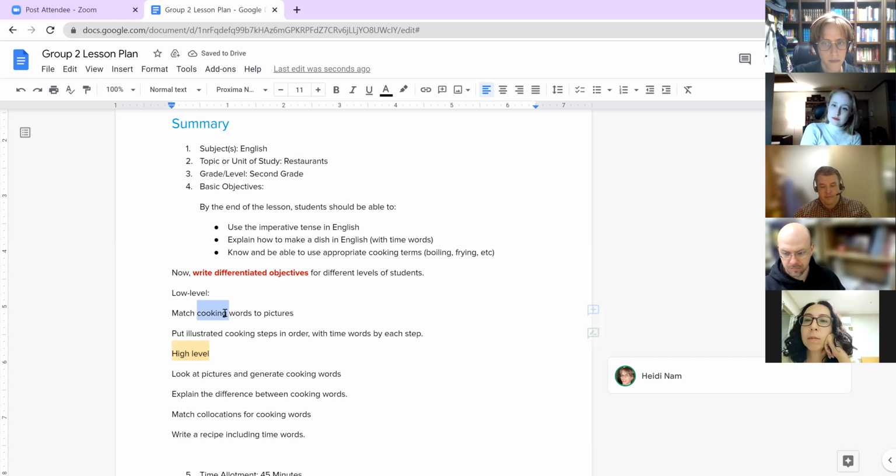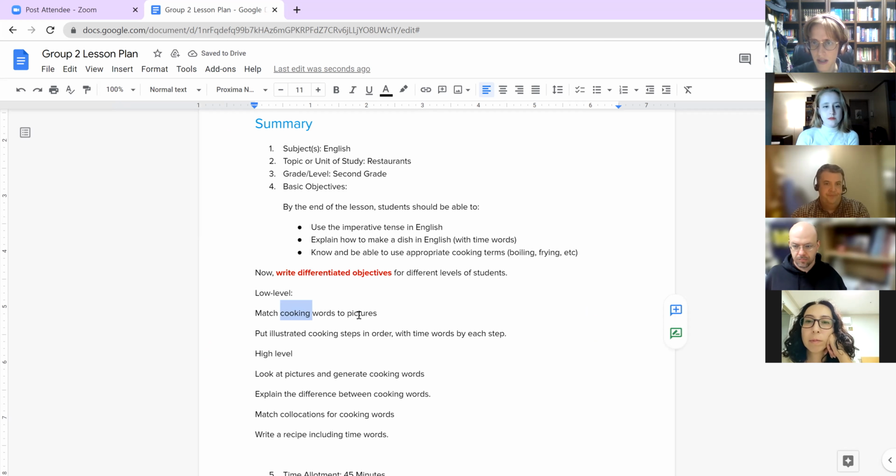So would you like to share what you wrote? Okay, I could do that. Maybe I can share my screen. I just did 2 levels. So for my low level, I've got matching cooking words to pictures. So I imagine illustrations of the different things, and then putting illustrated cooking steps in order. And I imagine sentences that have the time words at the beginning already. And so they would just put those in order.